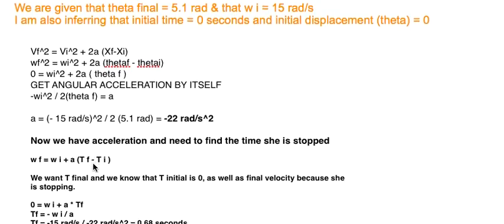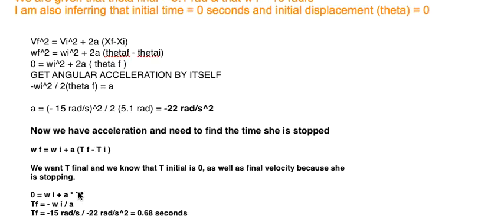And I want t final by itself, so I can subtract the initial velocity and then divide by acceleration. So I have t final equals negative the initial angular velocity divided by the angular acceleration. And now I can plug in. So my initial velocity is in the negative direction because of this negative sign right here. So negative 15 radians per second divided by the acceleration that I just got up here. And all of that comes out to 0.68 seconds.